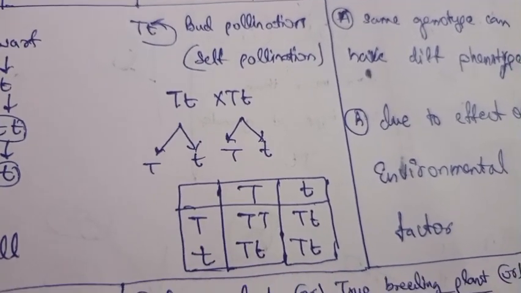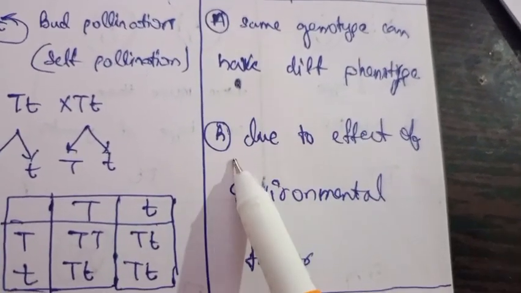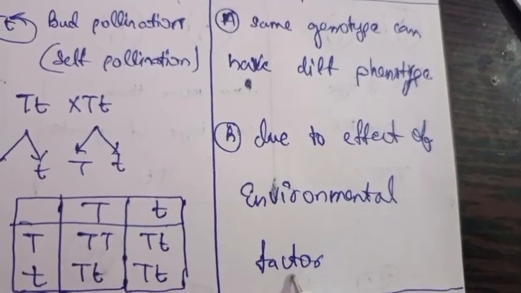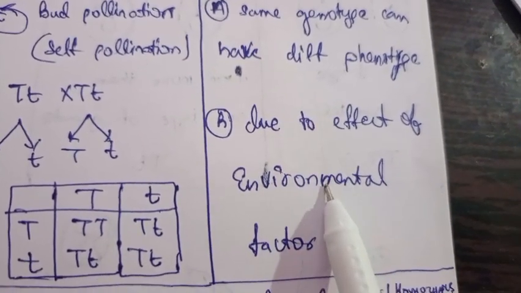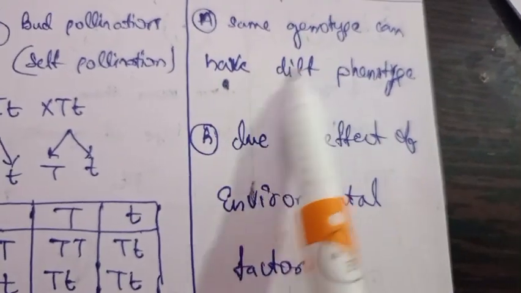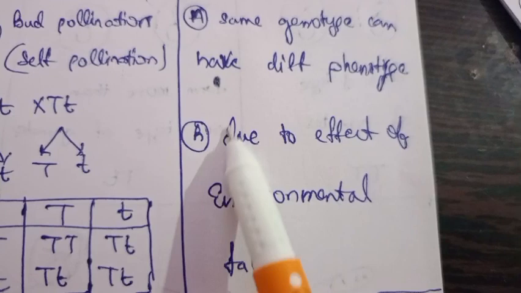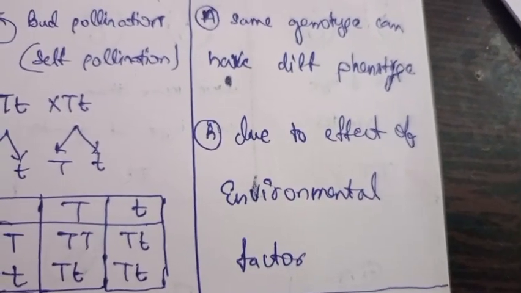Let's take a question. Assertion: same genotype can have different phenotype. Reason: effect of environmental factor. Assertion and reason are true, and reason is the correct explanation of the assertion. Same genotype can have different phenotype because of the effect of environmental factors.